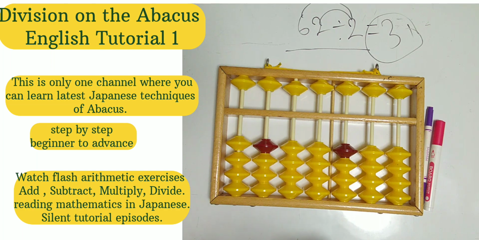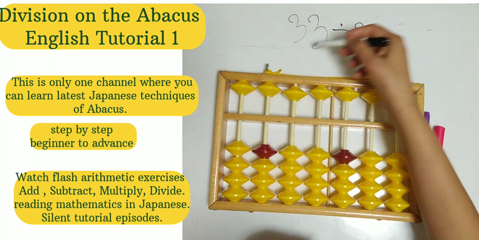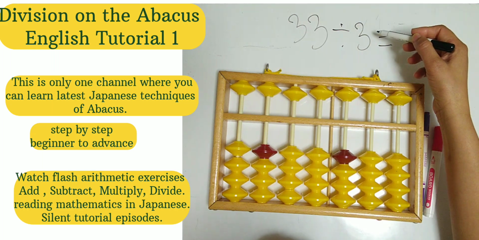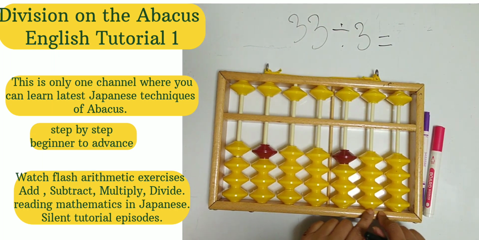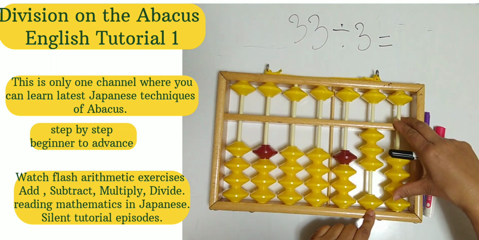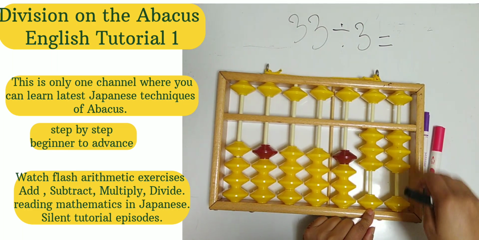Let's go to another number. Another number is 33 divided by 3. So your position is 1. This is my 1 position rod. 3 and 3, I placed my dividend on the abacus.